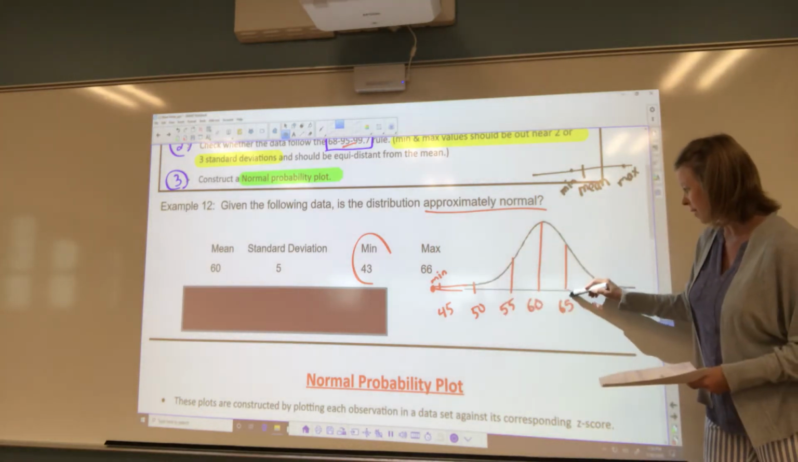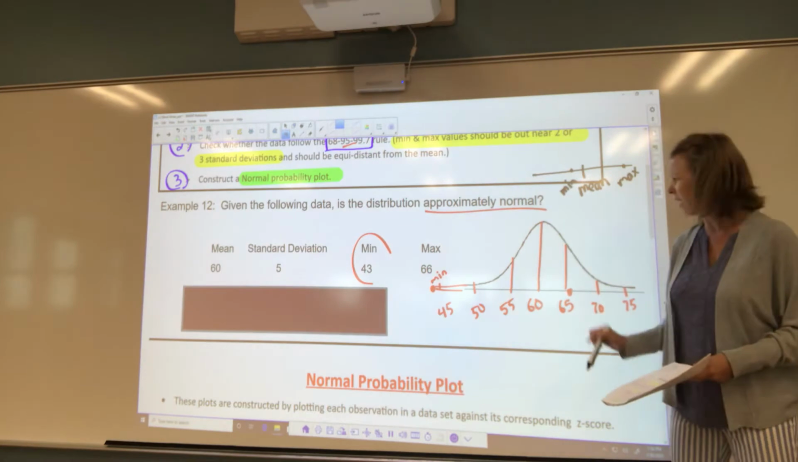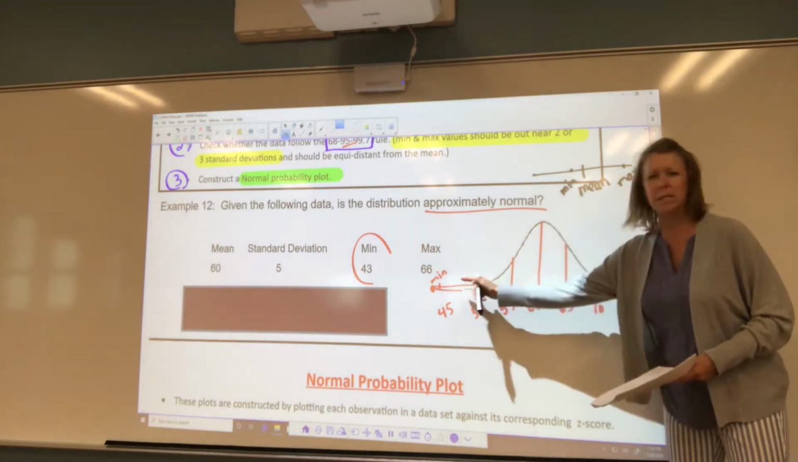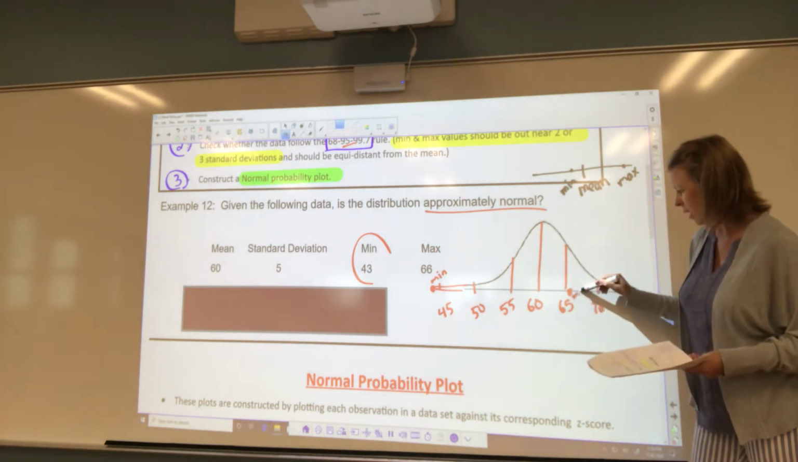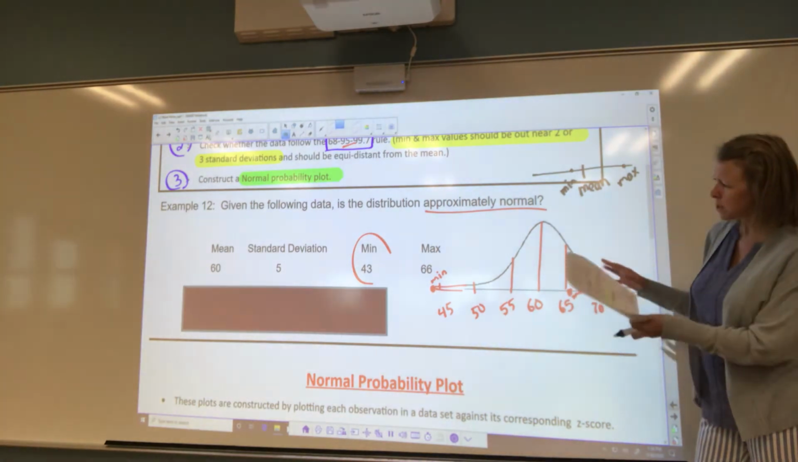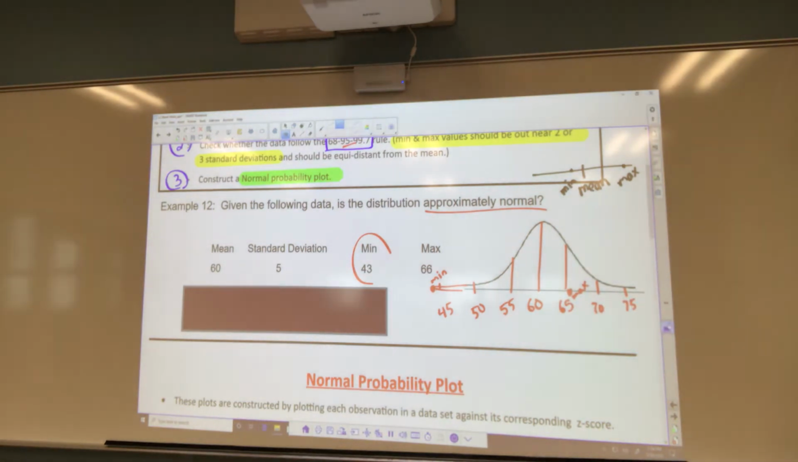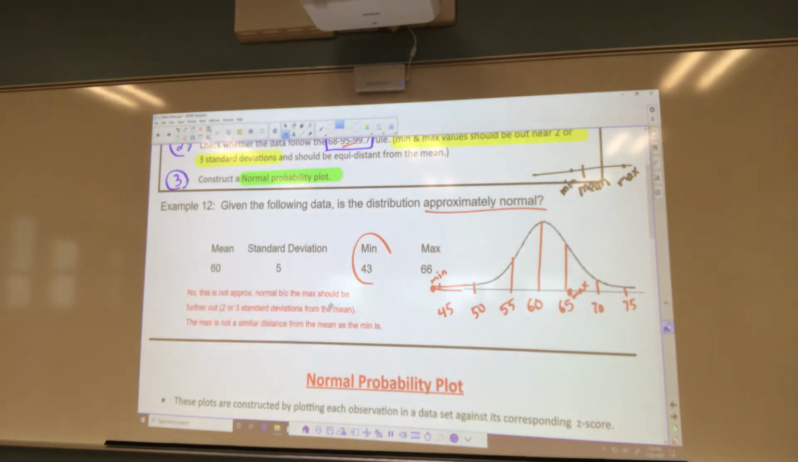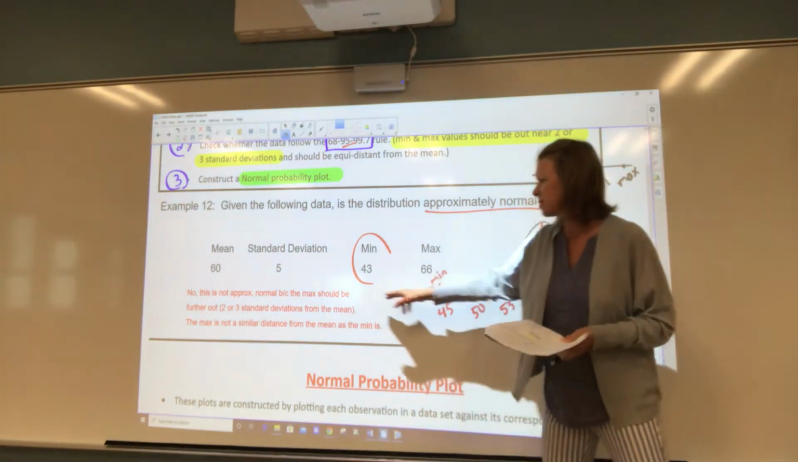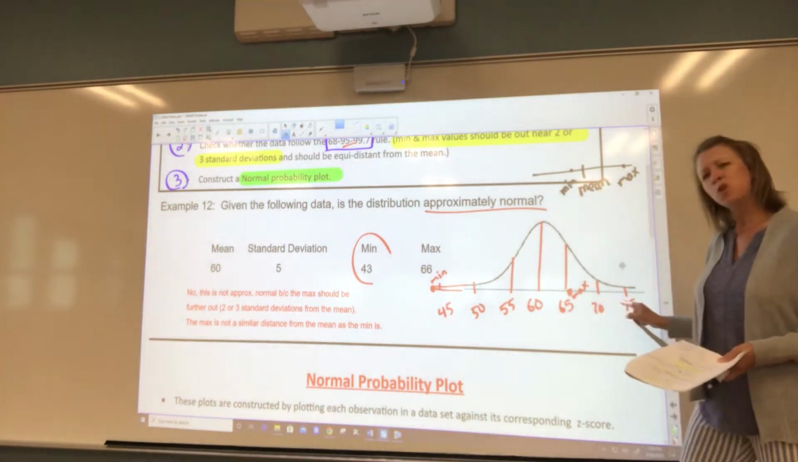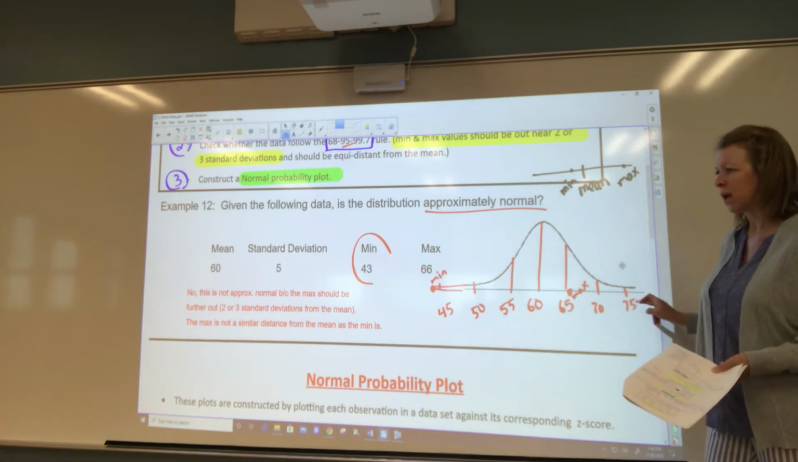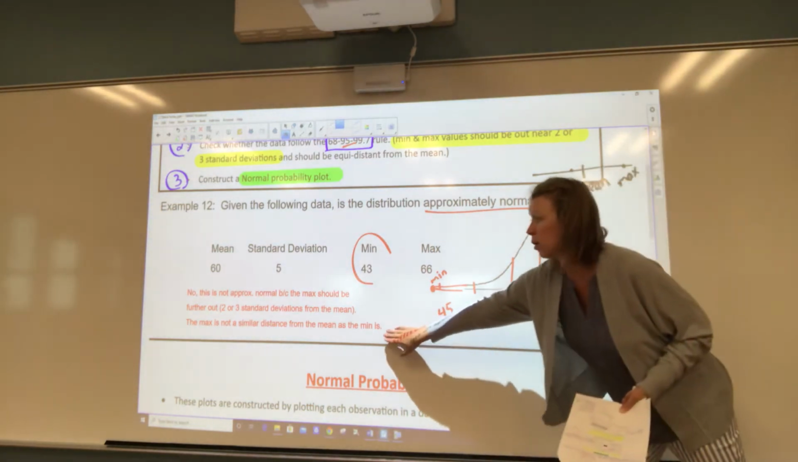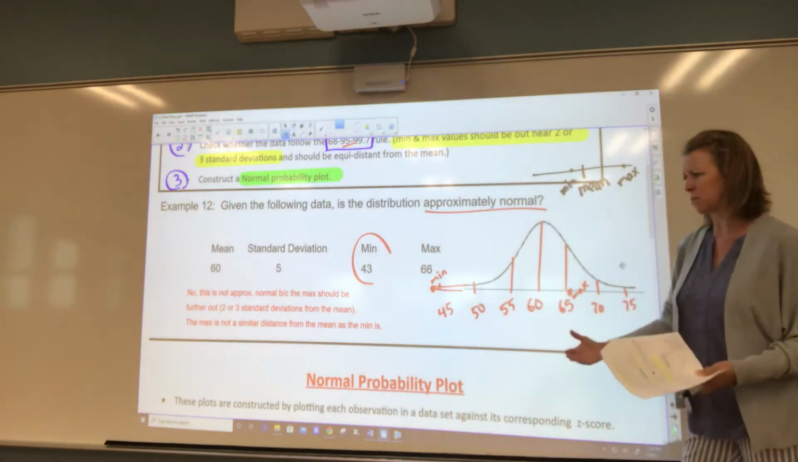The max is right here at 66. This mean doesn't feel like it's centered very nicely in the middle of the min and the max, okay? So this is kind of evidence where maybe I would say no, this is not approximately normal, because this max should be further out. It should be 2 or 3 standard deviations from the mean. Also, I could make a note that the max is not a similar distance to the mean as the min is, okay?